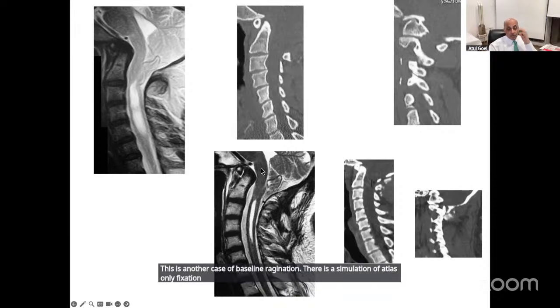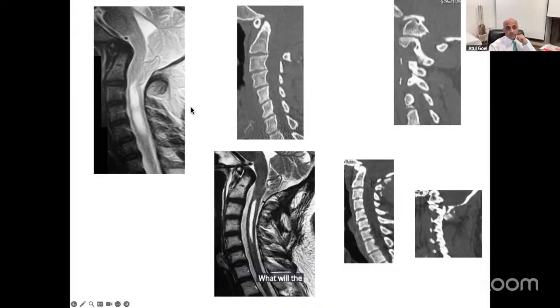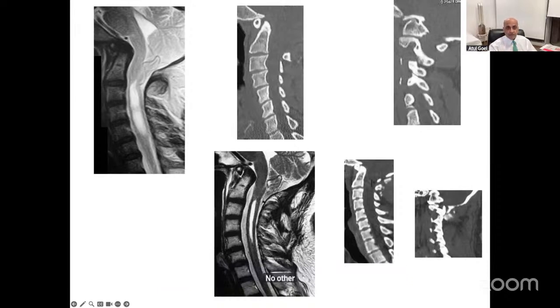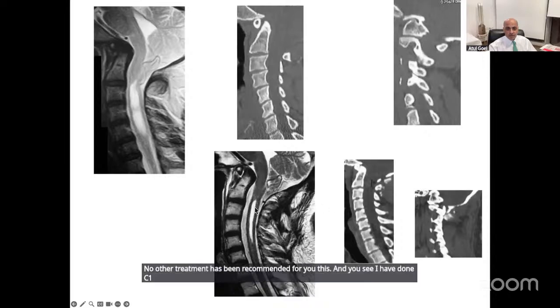Imagine, I want to ask you a question. What will the current neurosurgery do for this case? The whole world of neurosurgery or spine surgery, what will you do for this case? You will do foramen magnum decompression. No other treatment has been recommended for this. And you see, I have done C1, C2, no foramen magnum decompression, syringomyelia reduced.